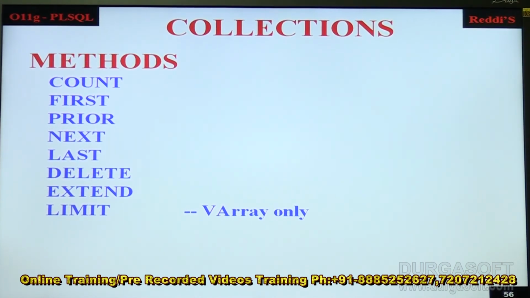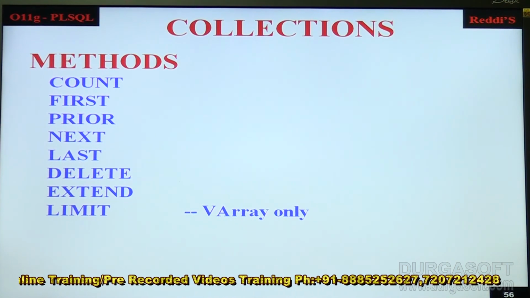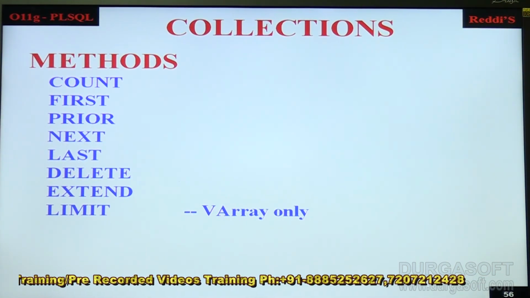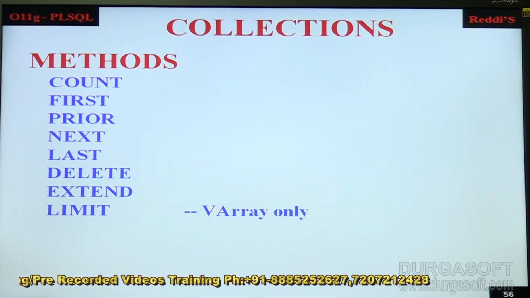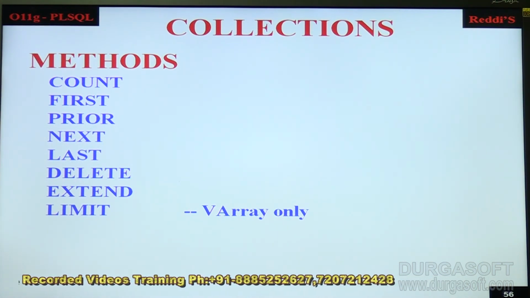Extend can be used in 3 ways. Extend will extend the collection by 1 value. It will open an empty element where you can add a value later. Before adding values into a collection, we should always extend it. Then only we can add the values into the collection. So one way, simple extend, will just add one empty element to the collection at the end of the existing values.